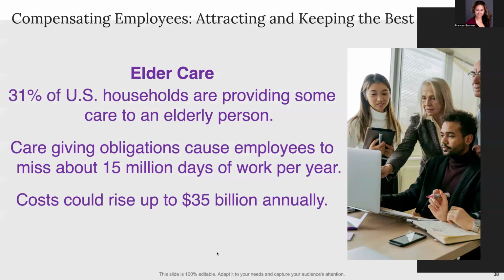My generation is called the sandwich generation because we're having to take care of our parents and our children often at the same time. Roughly 31% of US households are providing some type of care to an elderly person. The costs are going up exponentially, especially with baby boomers aging at this period in time.